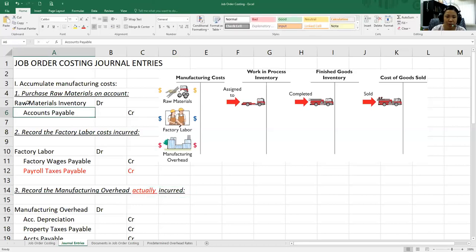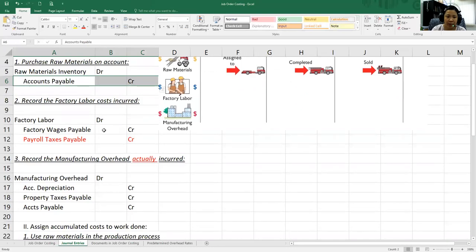When we purchase raw material on account, we debit raw material inventory and credit accounts payable because we buy raw materials on account. Now, if the factory labor costs are incurred, then we will debit factory labor and credit factory wages payable. If the question gives us payroll taxes payable, then we will credit payroll taxes payable. Or if the question gives us any fringe benefit payable, then we will credit the fringe benefit payable.